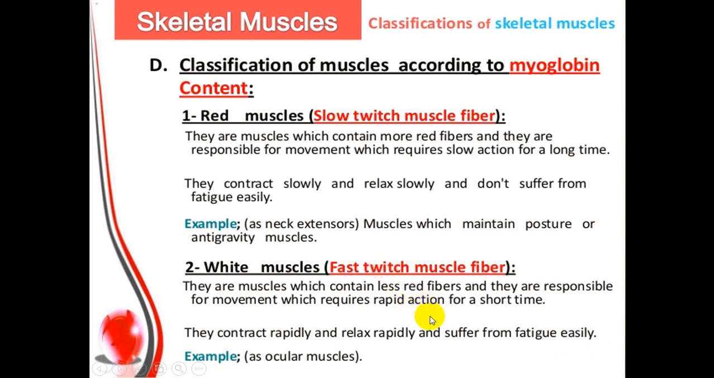For example, among the plantar flexors, the gastrocnemius muscle has a larger quantity of these pale fibers, and it is responsible for speeding up the movement as compared to soleus. So gastrocnemius is known as the second, third gear muscle of the lower limb.